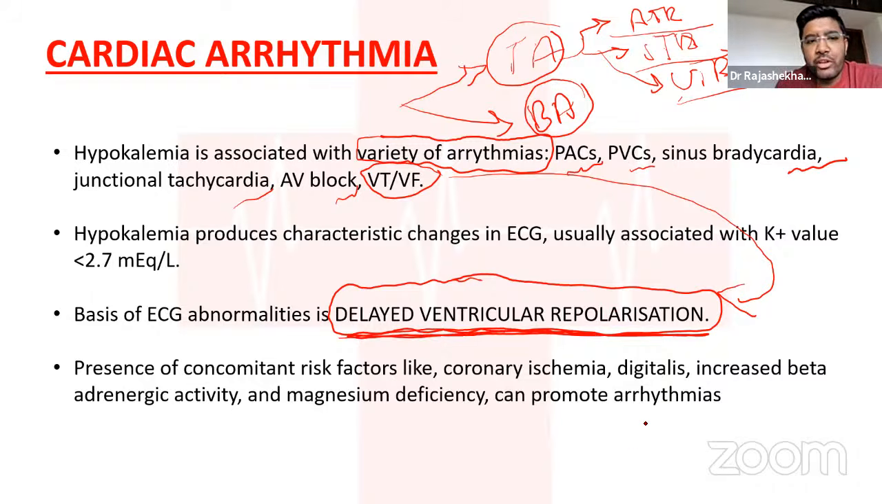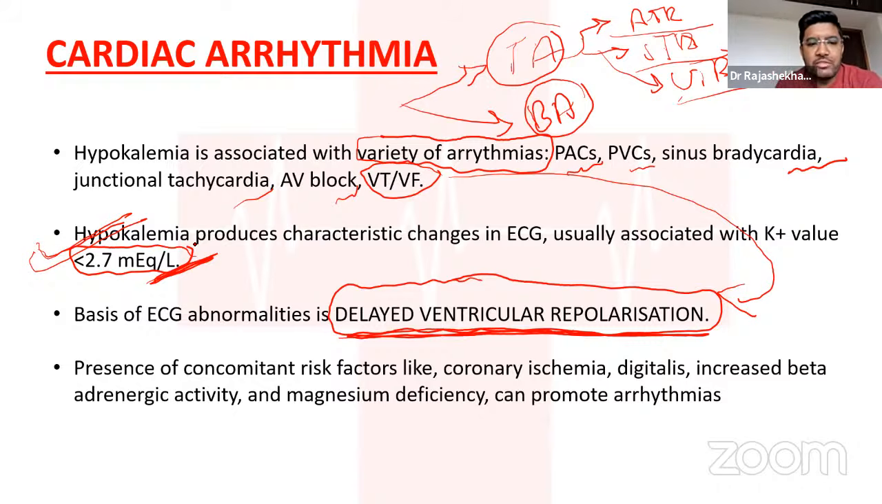So hypokalemia usually produces characteristic ECG changes, which we are going to discuss in the next slide, when the potassium level is below 2.7. So this can be an entrance question. In fact, this was an entrance question, and this value is directly mentioned in the Harrison textbook also. So hypokalemia, to produce characteristic ECG changes, what should the potassium level be? It should be below 2.7 milliequivalents.